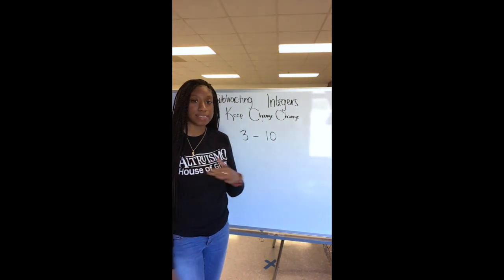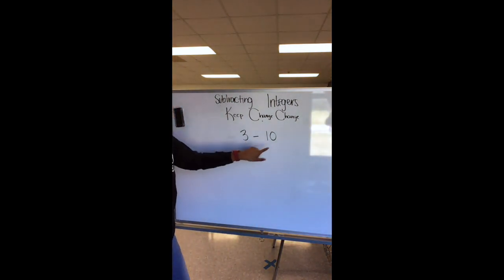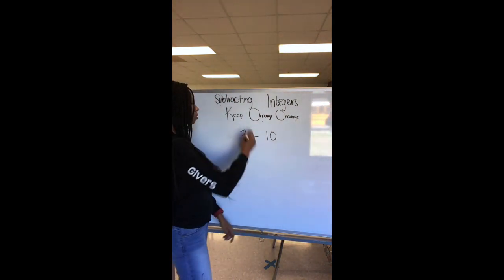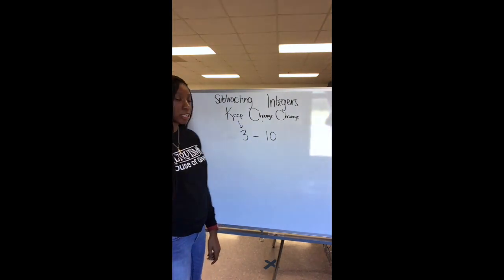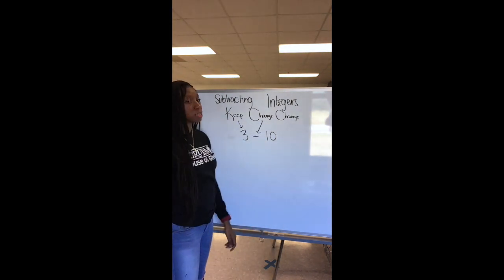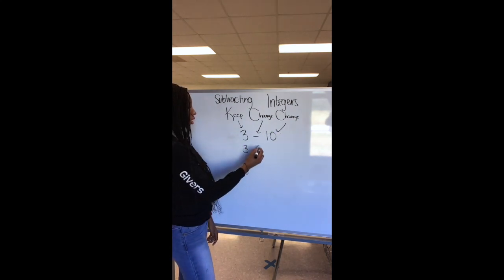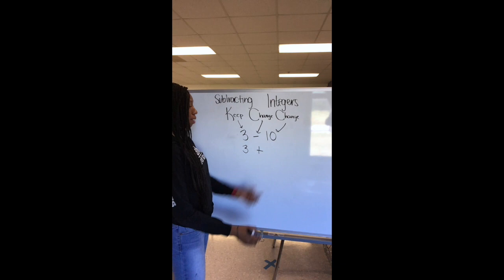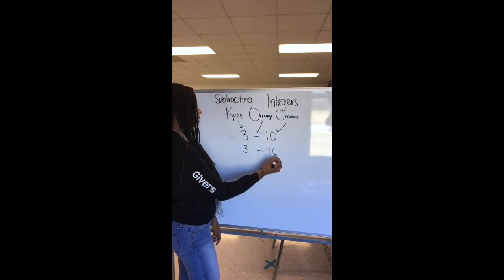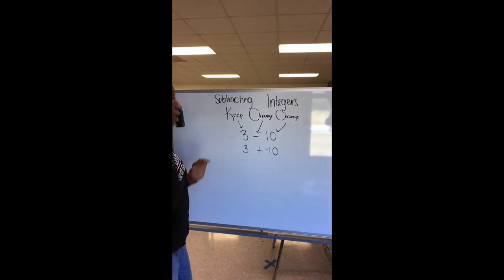All right, so our last example for today is 3 minus 10. So we are subtracting still. So you keep, then you gotta change, and then you change, right? So you keep the first number, change to addition, change to the opposite of 10. The opposite of 10 is negative 10. Once you do that, we're able to solve it.